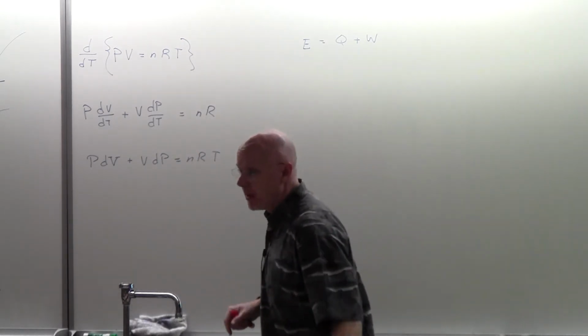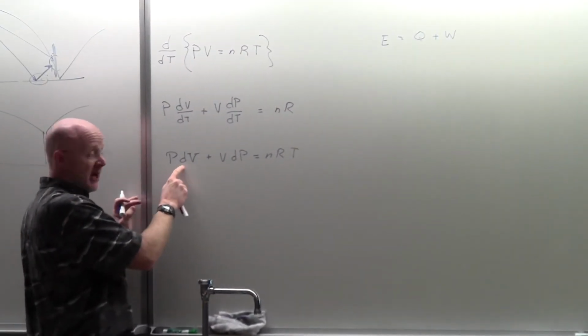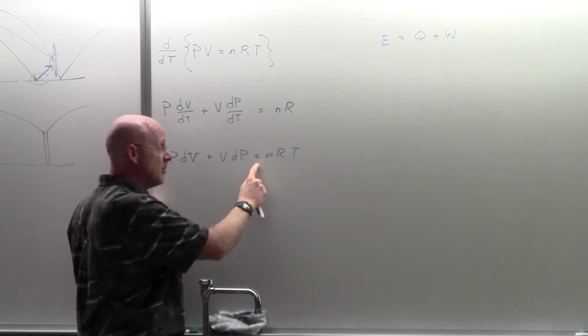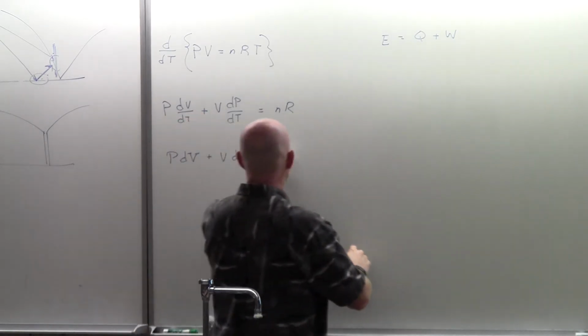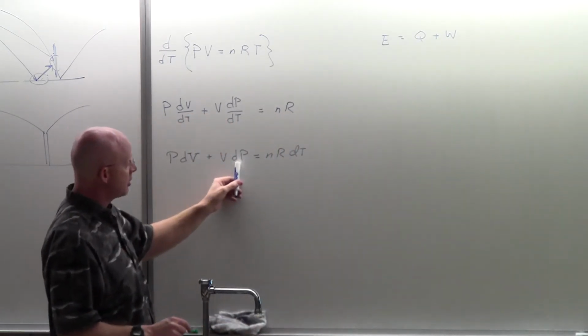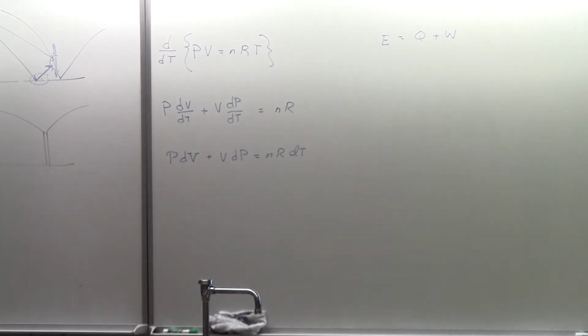Here's what you're saying: when a gas changes, pressure times its small change in volume, plus volume times its small change in pressure, must equal the number of molecules times the gas constant, times a small change in temperature. And so that's how changes in pressure, volume, and temperature are all mathematically related. Of course, it's easier when one of those doesn't change. But when all three of them change, that's the best we have to work with.